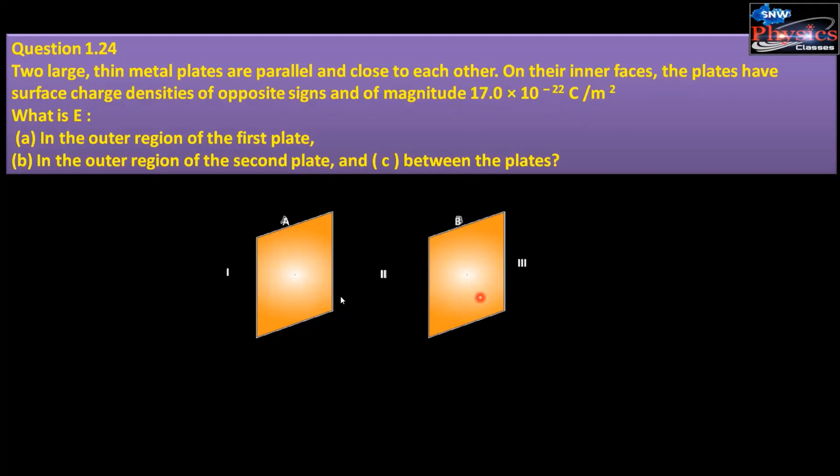ठीक है, इन दोनों का जो inner faces है, इन पे जो charges हैं वो opposite sign के हैं और उसका magnitude है 17.0 into 10 to the power minus 22 coulomb per meter square. Then we have to calculate what is E. ठीक है, इलेक्ट्रिक फील्ड हम लोग को कैलकुलेट करना है. कहाँ पे कैलकुलेट करना है? आउटर रीजन ऑफ द फर्स्ट प्लेट. ठीक है, फर्स्ट प्लेट के आउटर रीजन मींस दिस इज रीजन 1 एंड आउटर रीजन ऑफ द सेकंड प्लेट. ठीक है, सेकंड प्लेट का भी आउटर रीजन दिस वन एंड बिटवीन द प्लेट्स यानी रीजन 2. लेट अस सी द आंसर हियर.